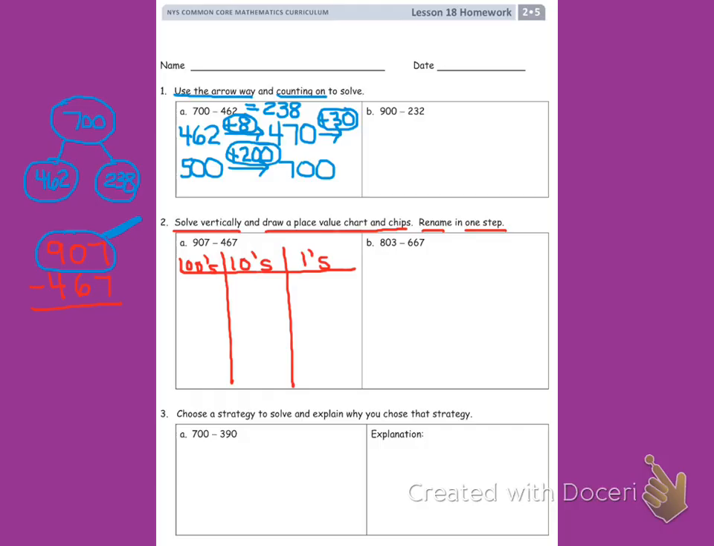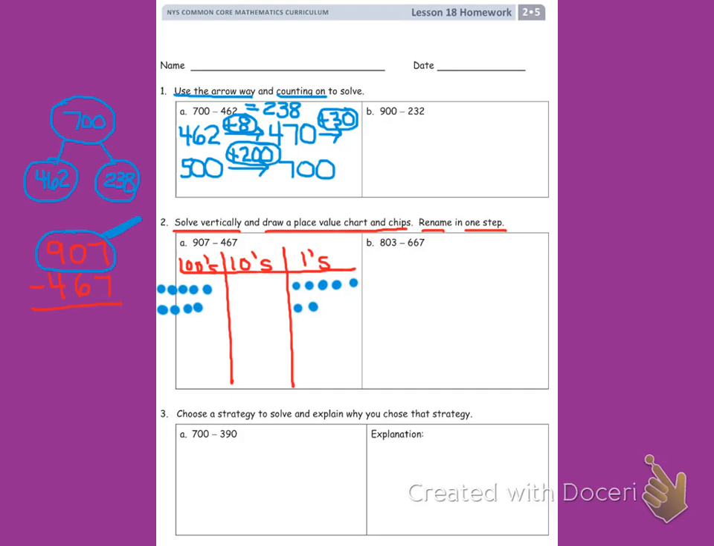907 has 9 groups of 100. 1, 2, 3, 4, 5, 6, 7, 8, 9. It has 0 tens and it has 7 ones. 1, 2, 3, 4, 5, 6, 7. Now I can begin solving.